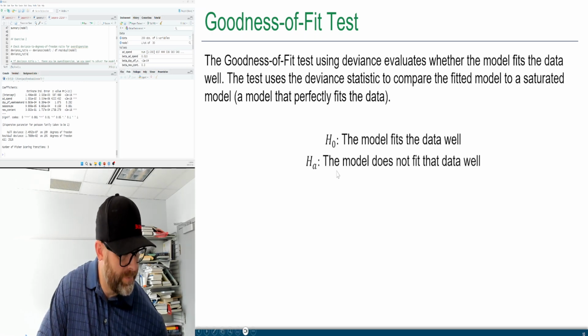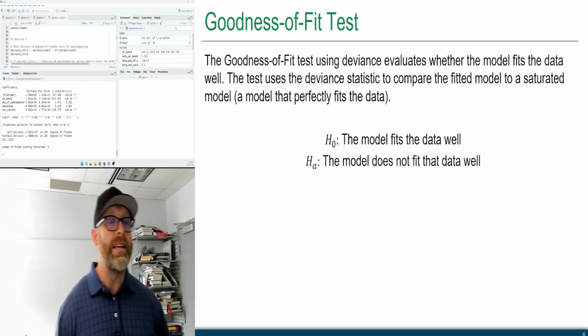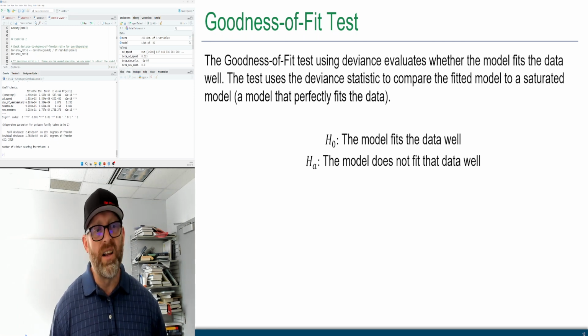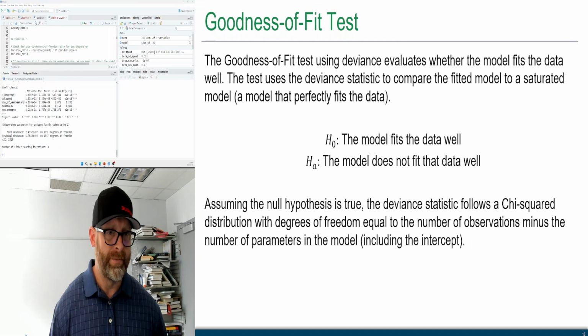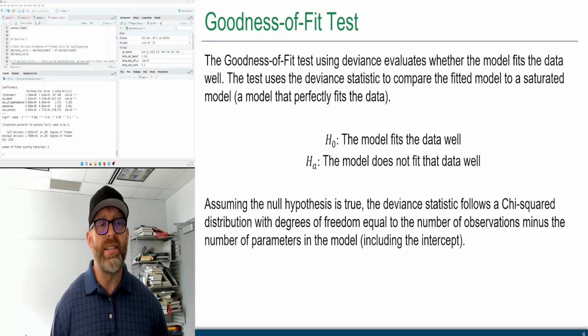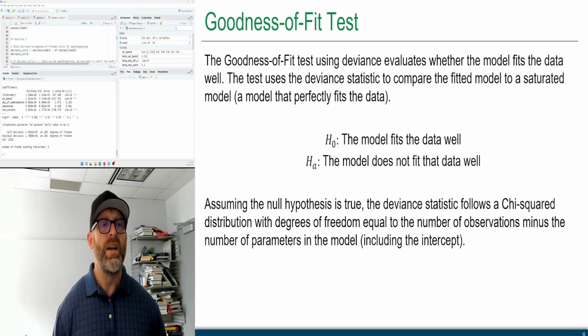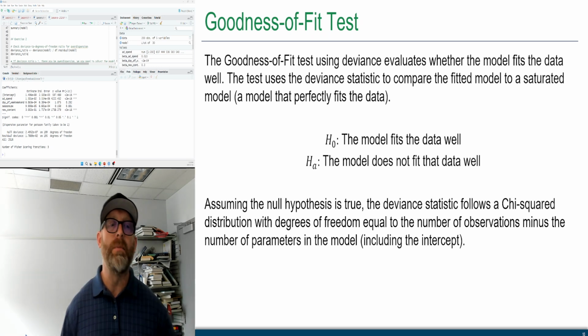Here we go. So our null hypothesis, H naught, the model fits the data well. The alternative is the model does not fit the data well. This is actually one of those times where we're hoping to fail to reject the null hypothesis, because if we fail to reject it, then we don't have anything to say that this model is not the appropriate model to be using. Assuming the null hypothesis is true, again, we always do this, the deviance statistic follows a chi-squared distribution with degrees of freedom equal to the number of observations minus the number of parameters in the model. This is also including the intercept.